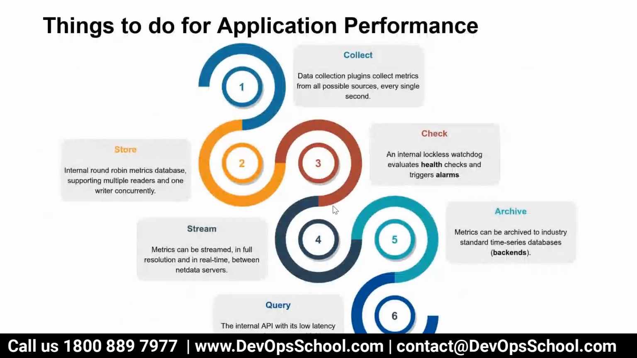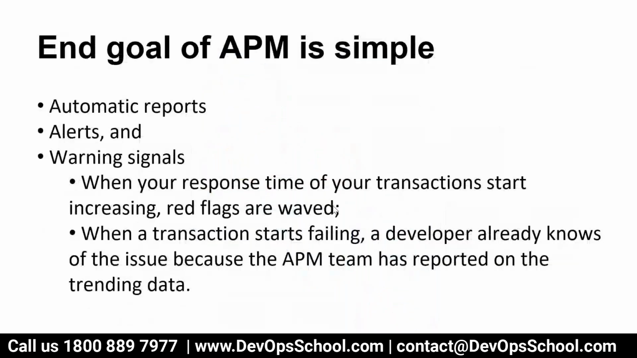So what is the process for doing application performance monitoring? Yes, you have to collect the metrics, store them somewhere, check them, stream, archive, and query. These are the things you will do. So what is the end goal for APM? The end goal for APM is to have automated reports for the problems, alerts, and warnings.